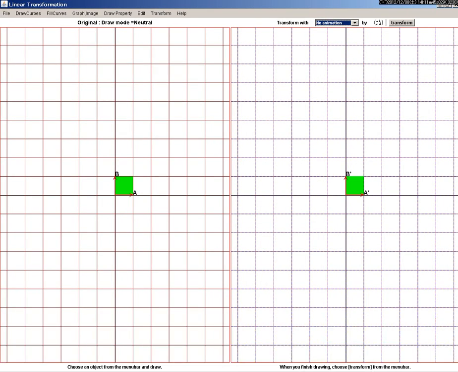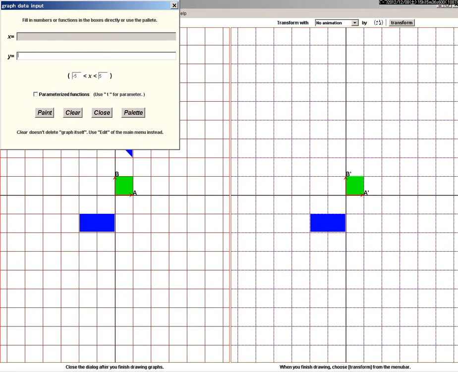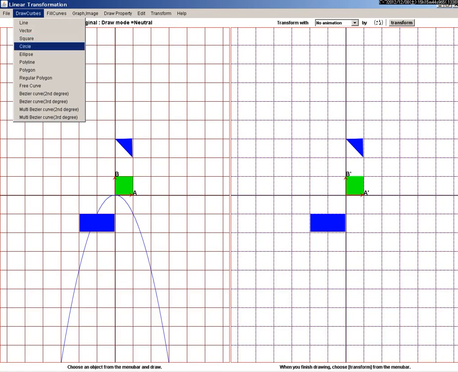Let's do it. So let's see the transformation by Mr.Muffine. First, a rectangle. There is a short comment here. This is a starting point, and this is an end point. Triangle. Graph y equals minus x squared. Paint. And you can draw curves too.